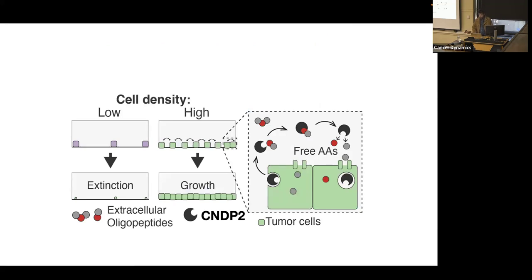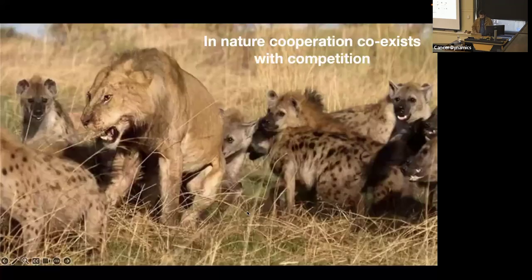So this is the model we're working on. Basically, at low density, if your source of amino acids happens to be dipeptides, there are not enough cells to do the cleavage. And I'm pretty sure someone's going to ask why it doesn't work at low density, so I can get more into that. But when the cell density is higher, they accumulate enough proteases and degrade enough oligopeptides so they can grow. And it happens that this peptidase is called CNDP2.